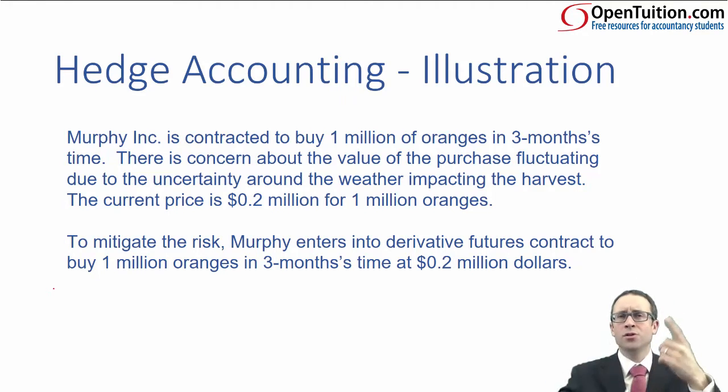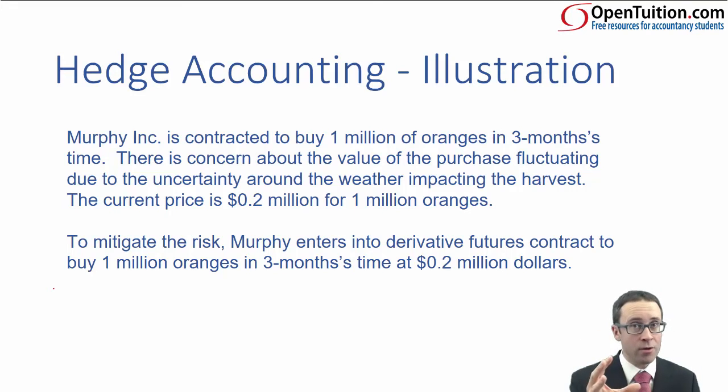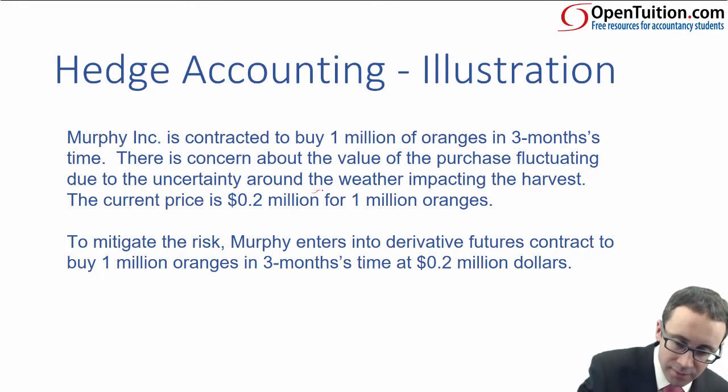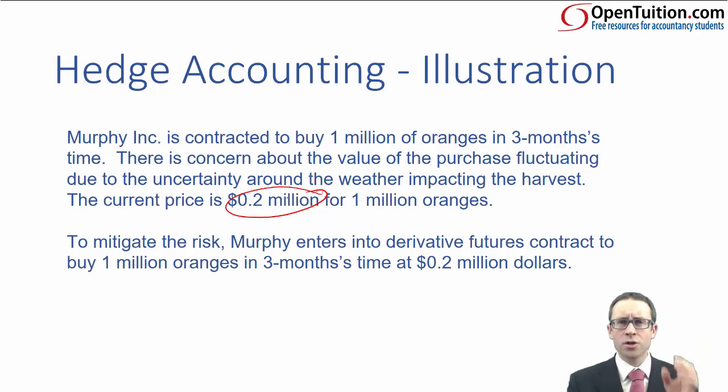That's going to push our prices up and down, isn't it? There's going to be lots of volatility. So what we're going to do is try and fix the price of oranges. If we can do that, that will be great. The current price is $0.2 million. So we're going to try and fix it at that $0.2 million. You might fix it at a different price, maybe a little bit higher, but we're going to keep it simple.